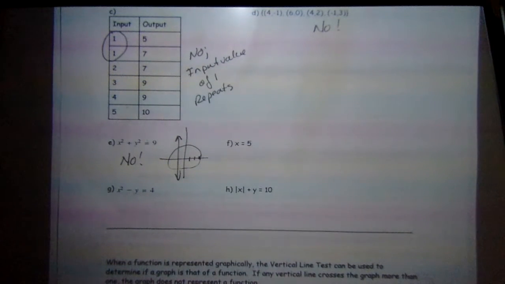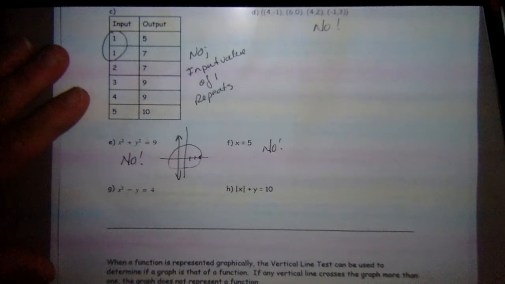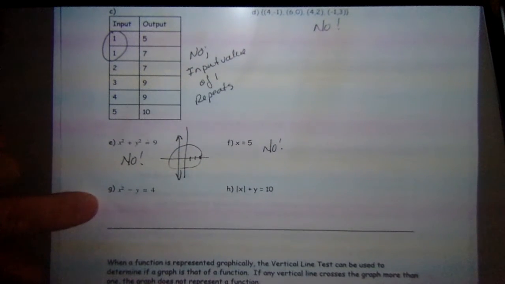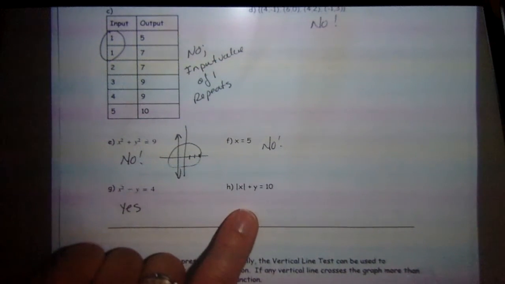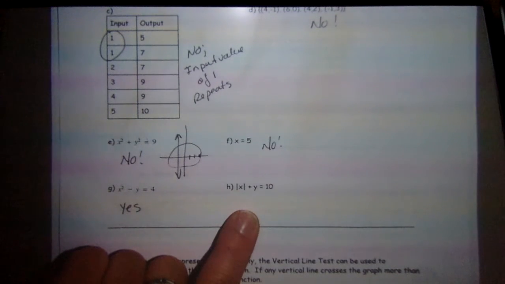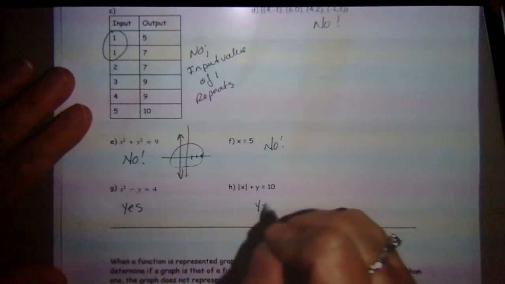What about x equals 5? Is this a function? No, all the x values are 5 in this whole entire T-chart. 5 pairs with every single y value. So this is no. What about this one? What does it look like? It's a parabola, y equals. And what about this one? What type of function is this? It's an absolute value, V-shaped, and it is yes.